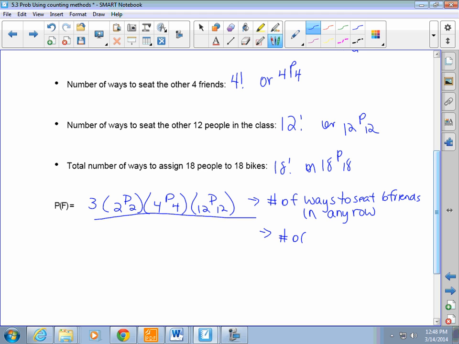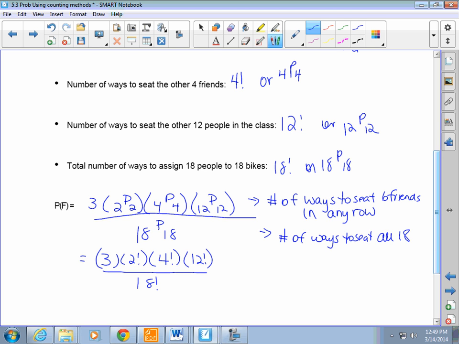possible outcomes, the number of ways to seat all 18. Whoops, that's a bad number. Let me redo that one. Number of ways to seat all 18. So 18 bikes and 18 people would be that 18P18. So this was the same as saying 3 times 2 factorial times 4 factorial times 12 factorial all over 18 factorial.